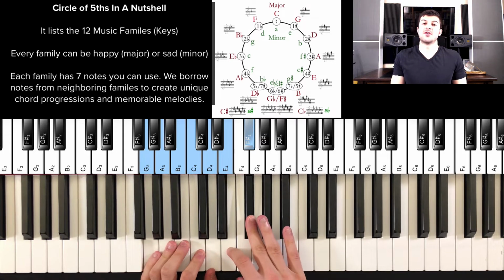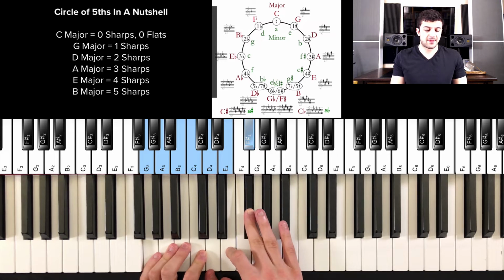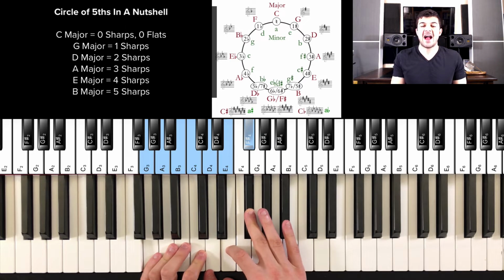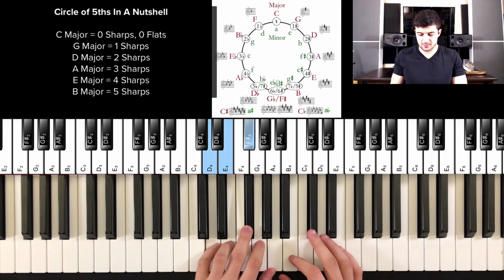And again, these are just the notes in the key. You can download the PDF if you want more info on that. Point is, when we go to the right on the circle of fifths and we keep going to the right, we keep adding more sharps. So the key of D major. Here we go.